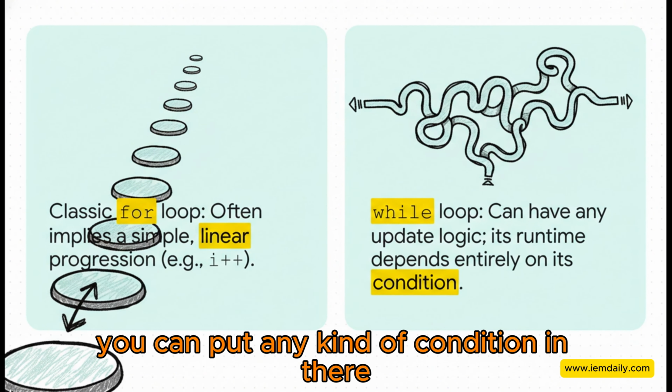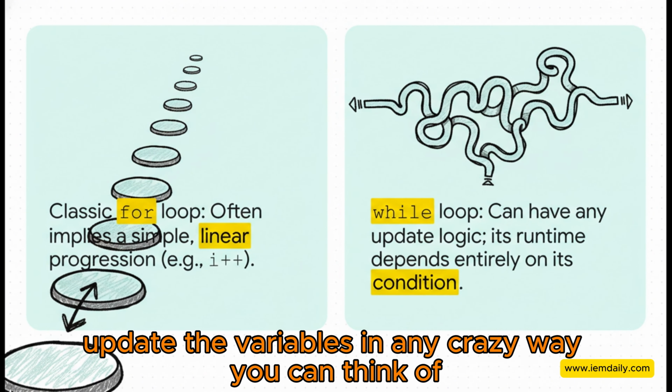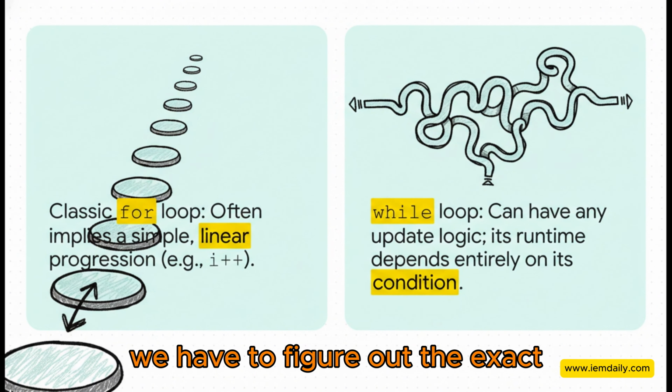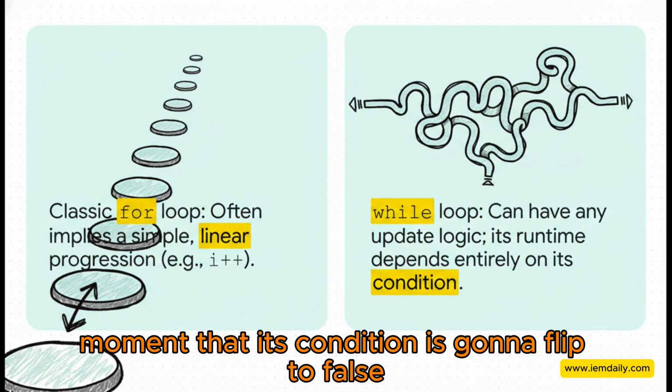You can put any kind of condition in there, update the variables in any crazy way you can think of, and that means we have to become detectives. We can't just glance at it. We have to figure out the exact moment that its condition is going to flip to false.